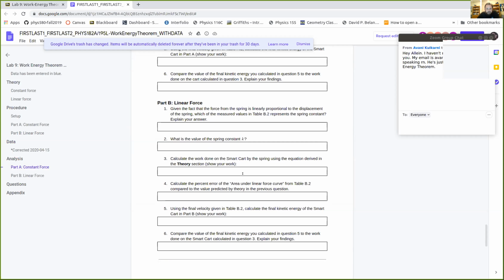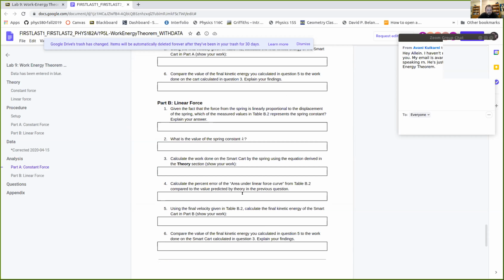Okay, calculate the work done on the smart cart by a spring using the equation derived in the theory section. So that's the 1/2 kx squared thing that we talked about. And you can look at the top here, they gave it to you anyway. So you look at your displacement, you look at your K value, and you square your displacement, multiply by K, and divide by 2, and that's your value right here for number 3.